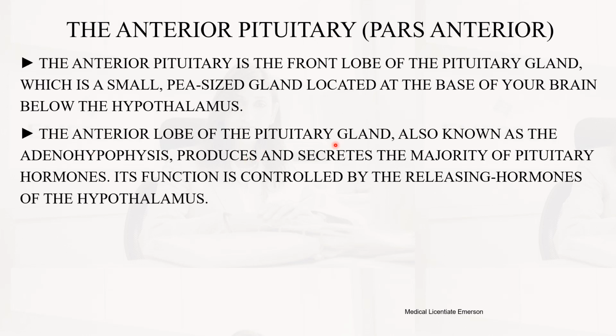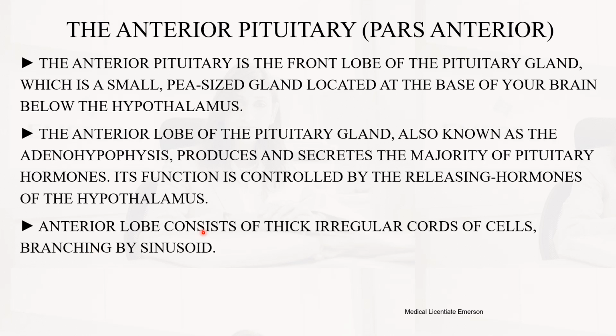Then the anterior lobe of the pituitary gland, also known as the adenohypophysis, produces and secretes the majority of pituitary hormones. Its function is controlled by the releasing hormones of the hypothalamus. For instance, we are talking about the hypothalamus initiating or stimulating the anterior lobe. For instance, the hypothalamus might secrete the gonadotropin releasing hormone to stimulate the anterior lobe of the pituitary gland to produce reproductive hormones such as follicle-stimulating hormone and the luteinizing hormone.